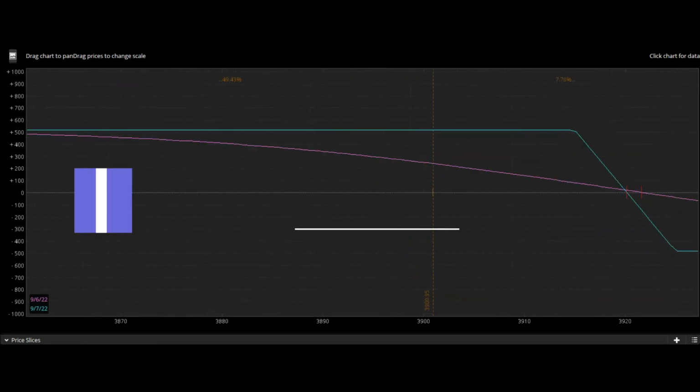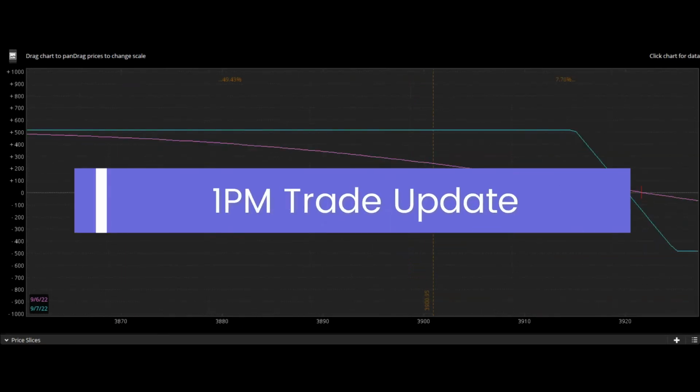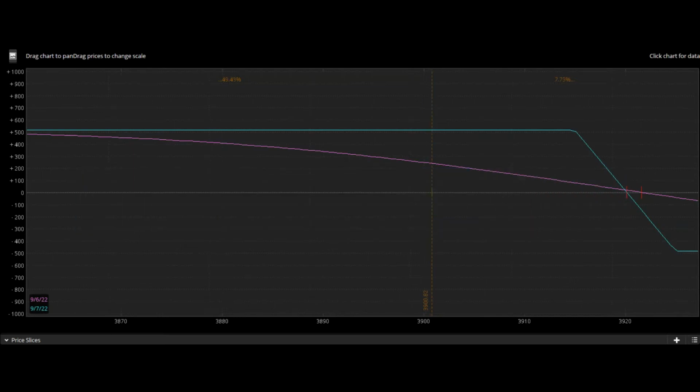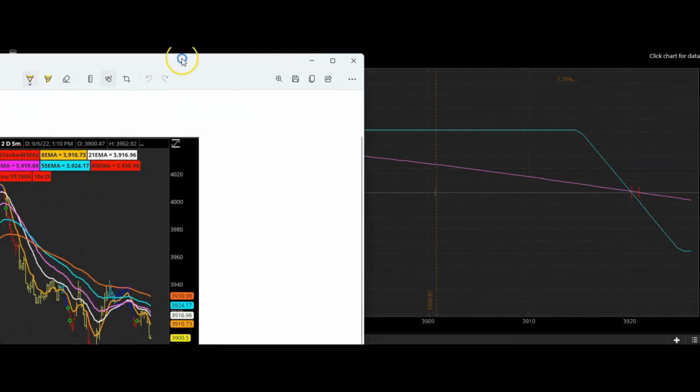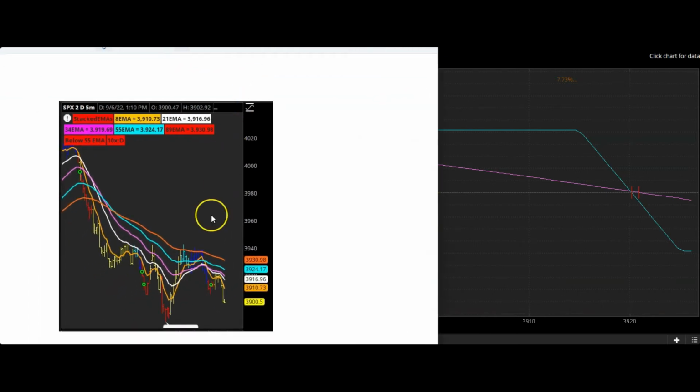All right, it's about 1 o'clock Eastern time. Let's have a look at this trade for a quick update. SPX is currently trading right at 3,900. Let's have a look at the chart. This is a 5-minute chart that we looked at earlier today. As you can see, we took out the 34 EMA, we took out the 55 EMA. This is all on the 5-minute time frame.